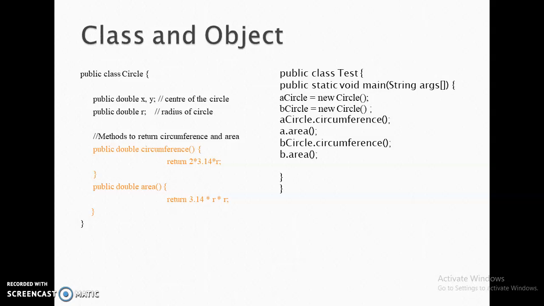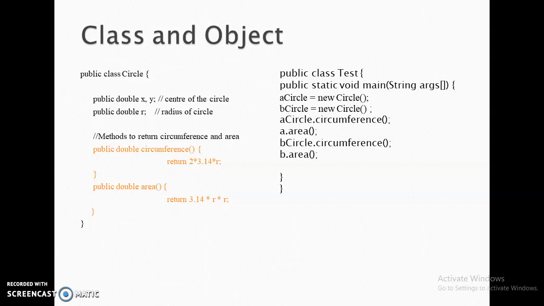One functionality is that anyone who can access the object can utilize it. Any other class can access the members and the methods, circumference and area, to calculate and to print the values. The values will be given through the constructor. The right side is another class, a test class. The test class has a method that is main.